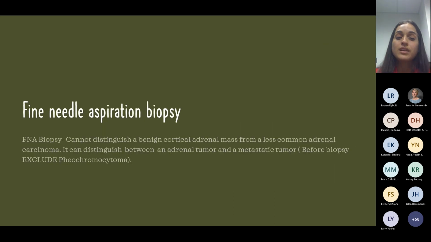And what about the fine needle aspiration biopsy? What we need to know is that this is not going to distinguish a benign cortisol-secreting adrenal mass from a less common adrenal carcinoma. So it can differentiate between adrenal tumors and metastatic tumors. But something that is important, if we need it, is that we have to rule out pheochromocytoma first.